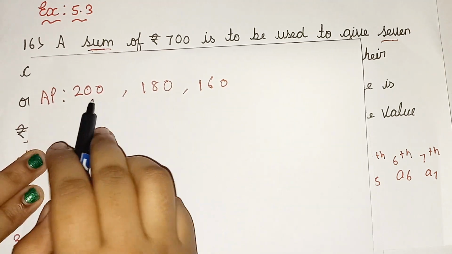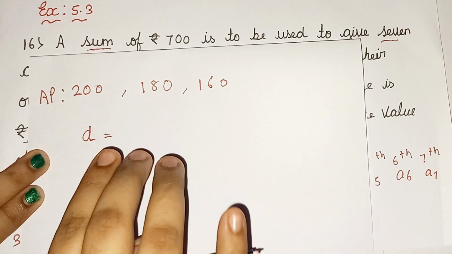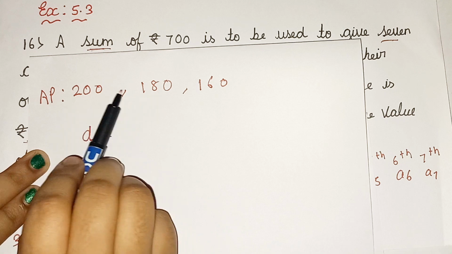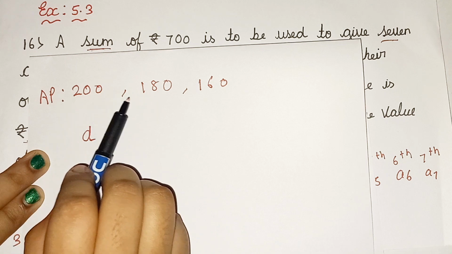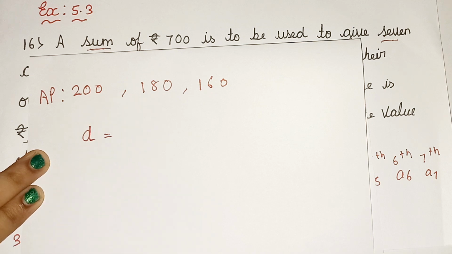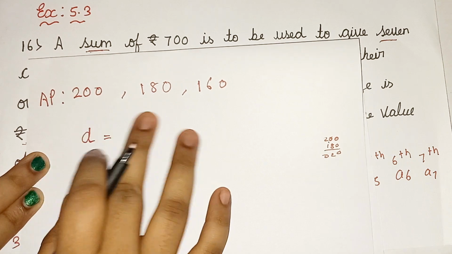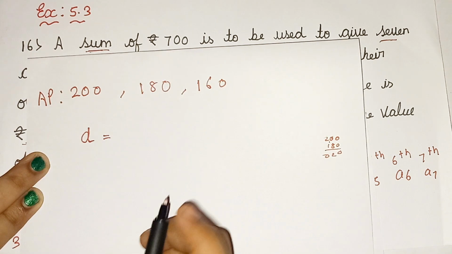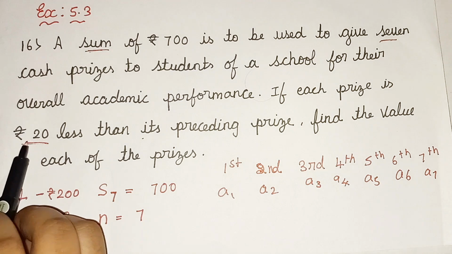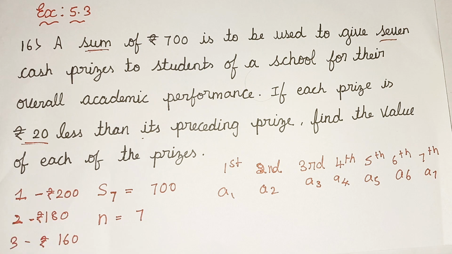So here what is the difference between 200 and 180? The difference is 20, isn't it? So you can see there is a difference, and when you just subtract it, we'll get to know. Likewise, the difference is 20. They mentioned that for the first rank they'll get a large amount, and for the second rank they'll get a little bit smaller amount.